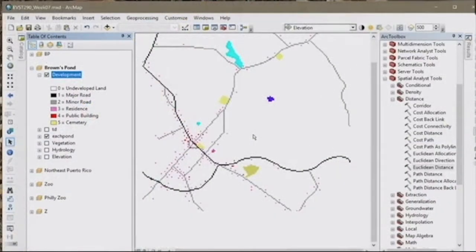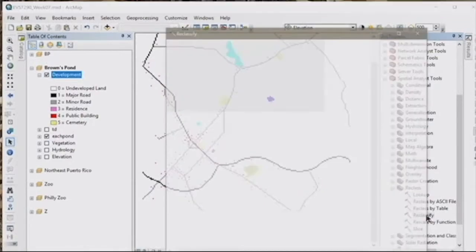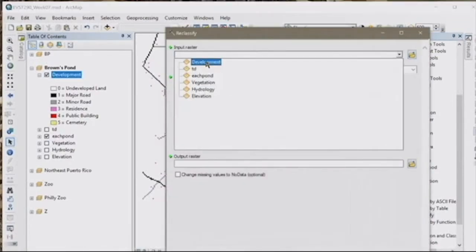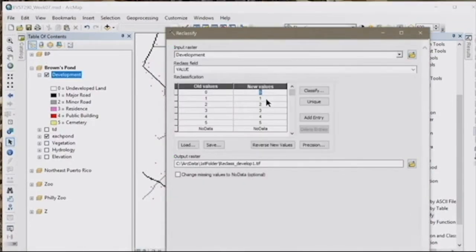So, first thing I need to do is to create this friction grid, and of course, I do that with reclassify, indicating that I want to reclassify development, setting the two road categories, that is 1 and 2, to a value of 1 second per meter, and everybody else to 20 seconds per meter.